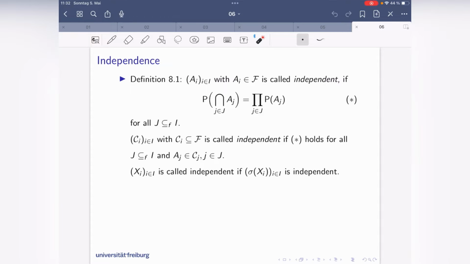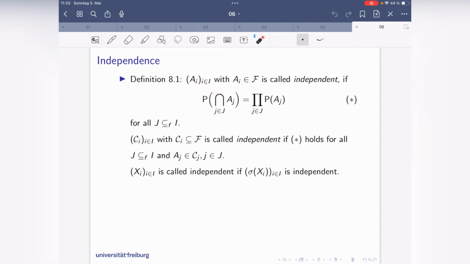That's as usual, but here it's already a bit different, because I here can be arbitrary, which means it can be infinite. So I can be infinitely large, and in this case we require this here only for finite subsets of I. So the subset index f means a finite subset. So that's the first change. The second change is that we can also say set systems, Ci, are independent.